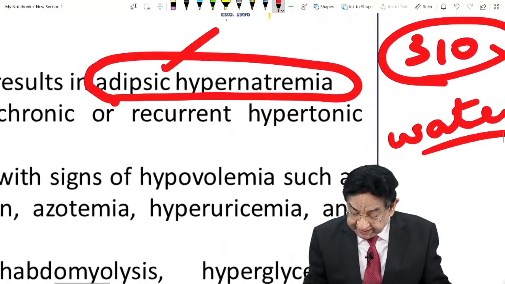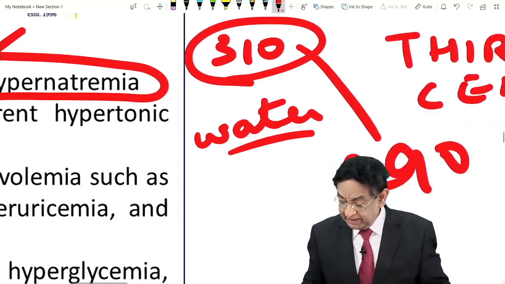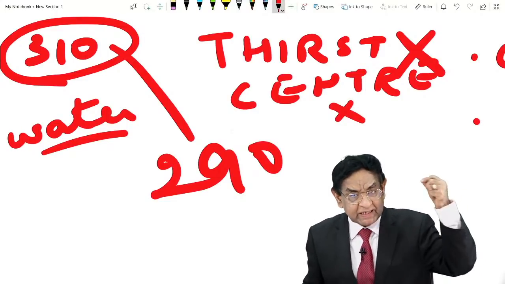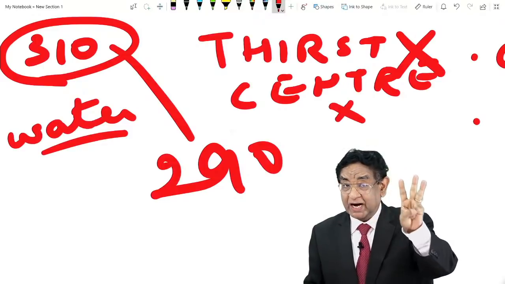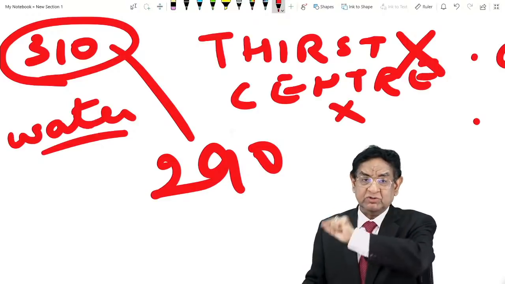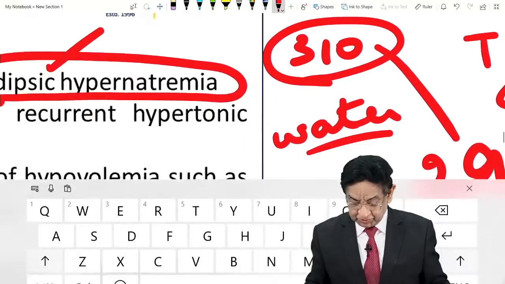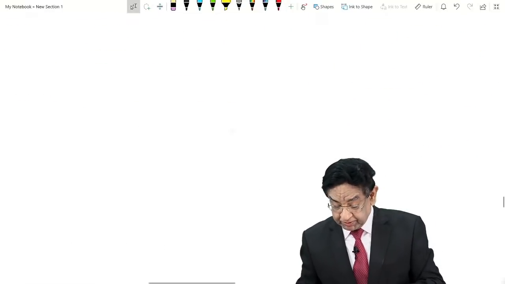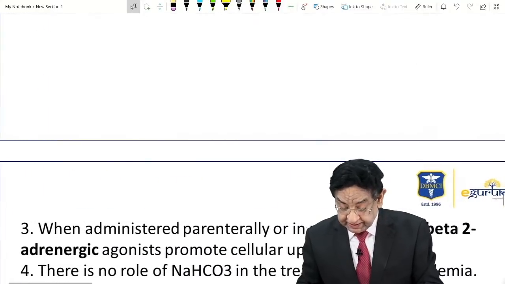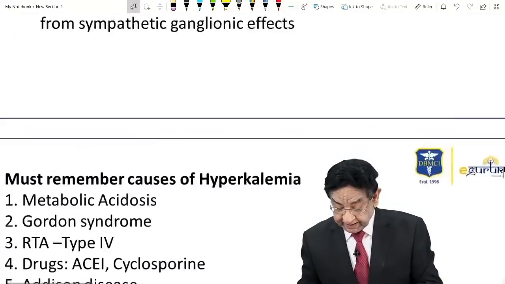This is so-called adipsic hyponatremia. Although the sodium level has gone high, he is not feeling thirsty. Adipsic, no thirst, because the center is damaged by head injury. So now look, head injury causes SIADH, head injury causes cerebral salt wasting syndrome. The head injury can lead to adipsic hyponatremia. So we learned about so-called adipsic hyponatremia, right? So let's learn more about it. Let's learn more about adipsic hyponatremia.